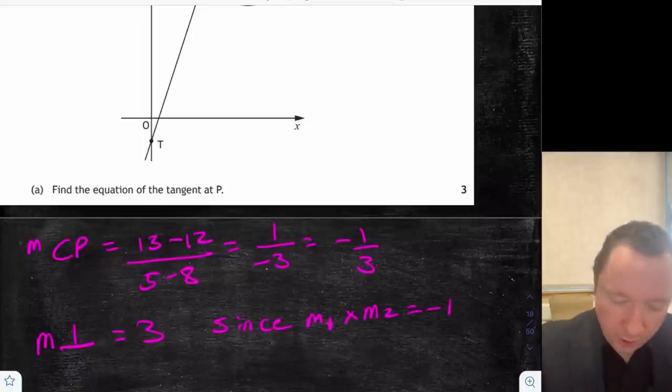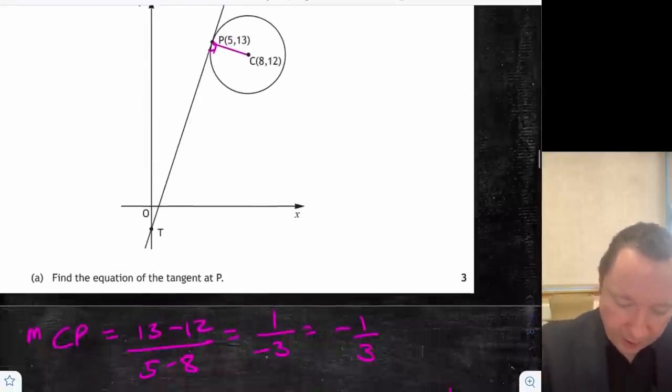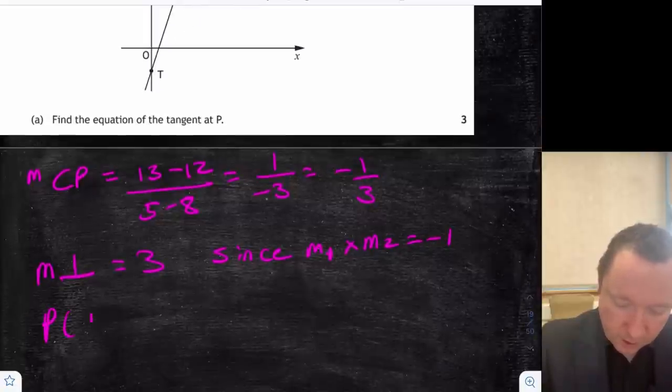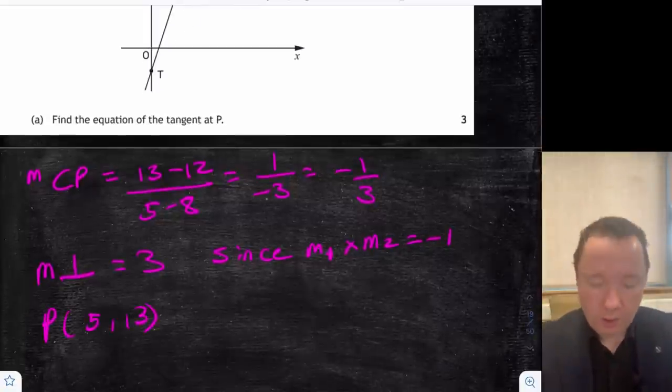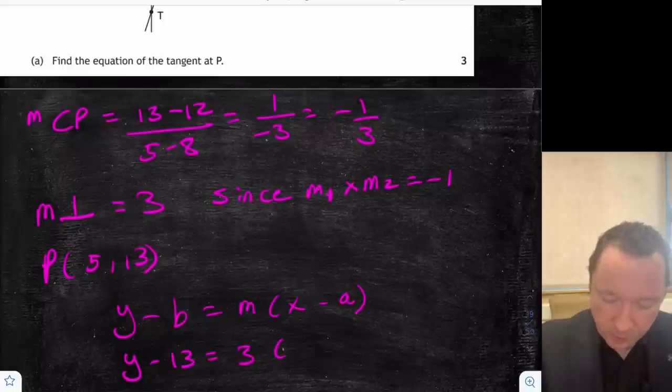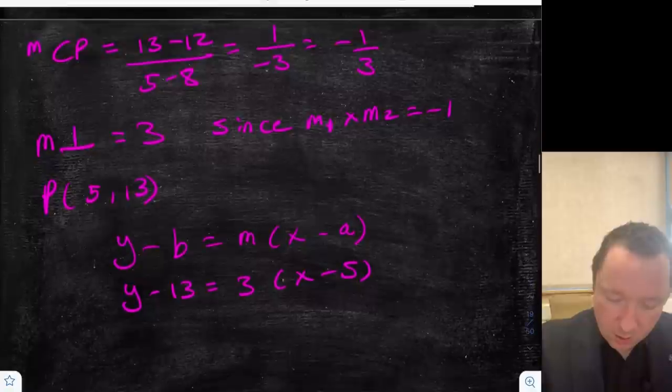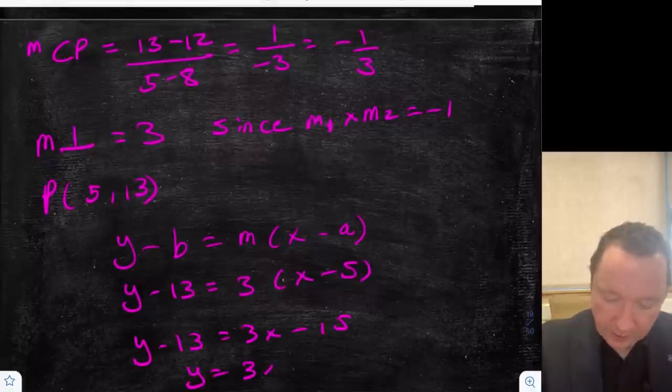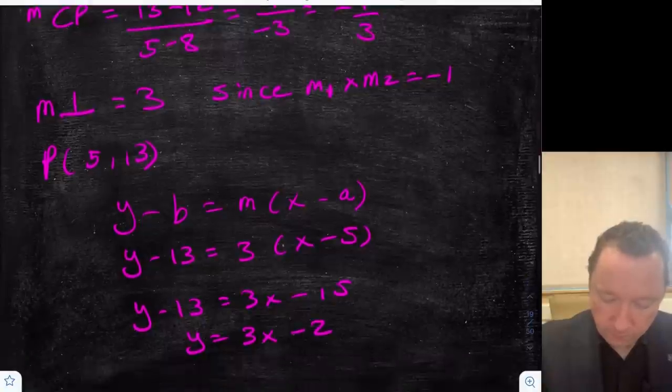And we've got our point. Our point is (5, 13). So it's just now straight line work. y minus b equals m(x minus a). So y minus 13 equals 3 times (x minus 5). y minus 13 is 3x minus 15. So y equals 3x minus 2.